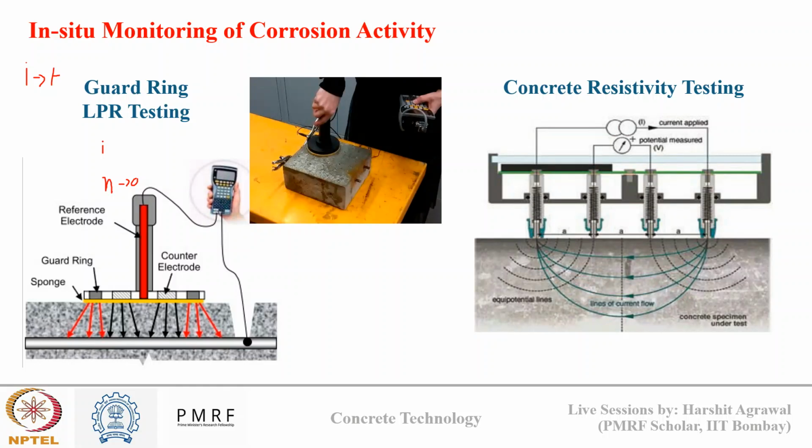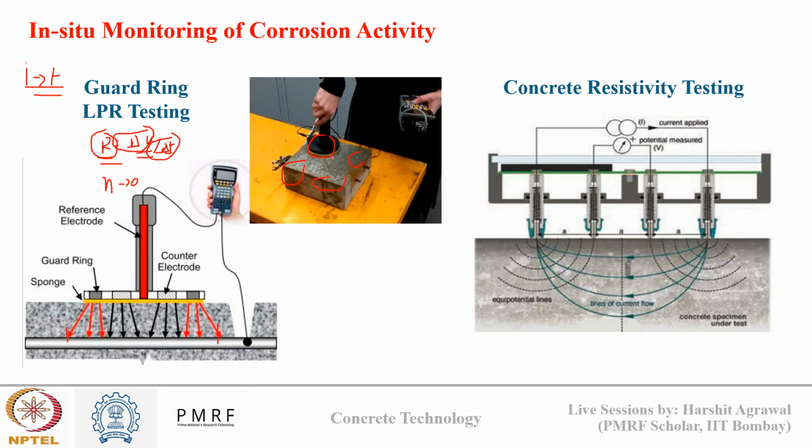We know R is equal to delta V by delta I. If we apply a very small perturbation potential and measure the resistance, then knowing the R value and delta V value, we can calculate delta I, that is my corrosion current. This is the basis of the guard ring linear polarization resistance technique. This ring defines the area which is getting polarized, and for this area we are determining the current density. Again, we can do this test for spatial distribution also, so that we can know if there is any localized area where there is higher corrosion current density.